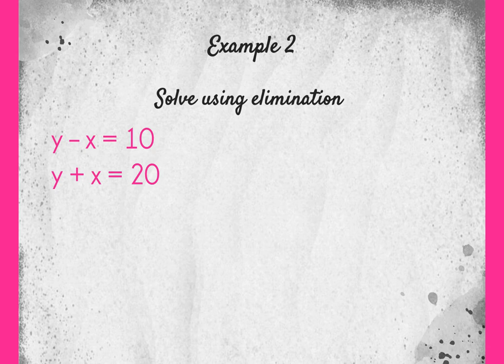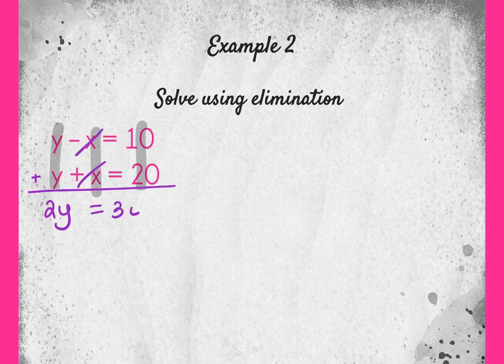Example 2, still solving using elimination. This time, it's already aligned. The y's are aligned, the x, and it doesn't have to be x first, y second, as long as they're lined up. And then the constants. This time, all I have to do is add these. The y's, y plus y would be 2y, and negative x and positive x are going to cancel out.